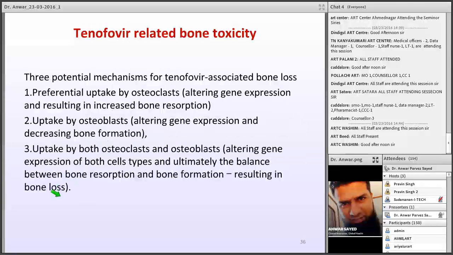There are various mechanisms which have been put forward to explain the tenofovir-related bone toxicity. Three potential mechanisms are preferential uptake by osteoclasts, then uptake by osteoblasts, and uptake by both osteoclasts and osteoblasts.